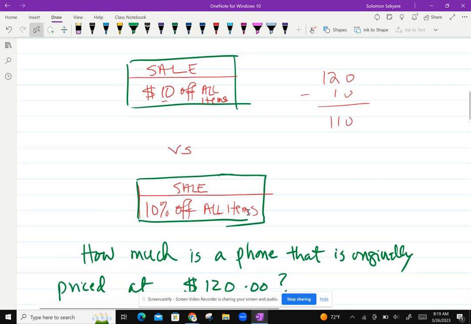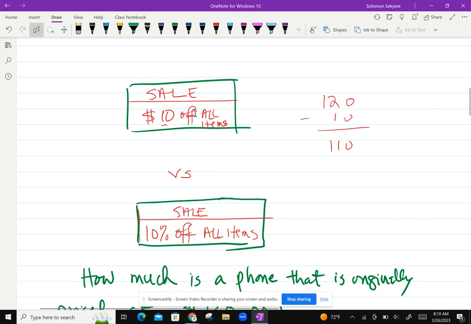Okay. Let's talk about discount. If you're giving $10 off, let's say an item that costs $120, how much are you going to pay? $10 off. Take $10 off. That's subtraction. So straight away, I take $10 off my 120. That's what I'm going to pay.